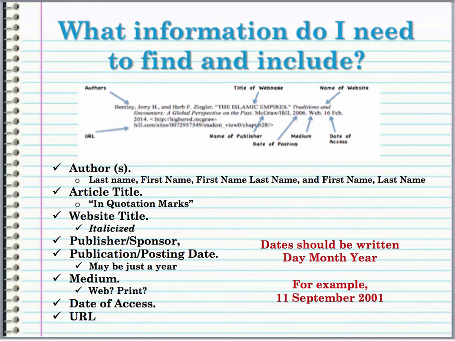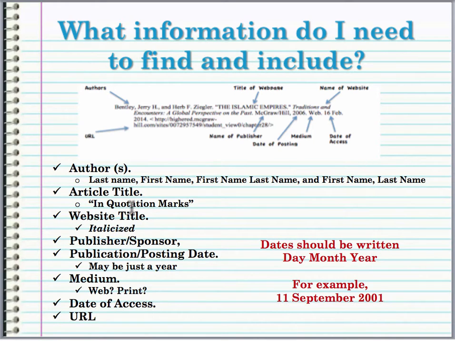So what information do I need to find and include? First of all, you need to include the author's names. That will be the first part of the entry. So the author's names will always be the first part. Please remember, the first author's name, if there's more than one, goes last name, comma, first name. The rest go in the regular order of first name and last name. If there is only one author, it will go last name, comma, first name.